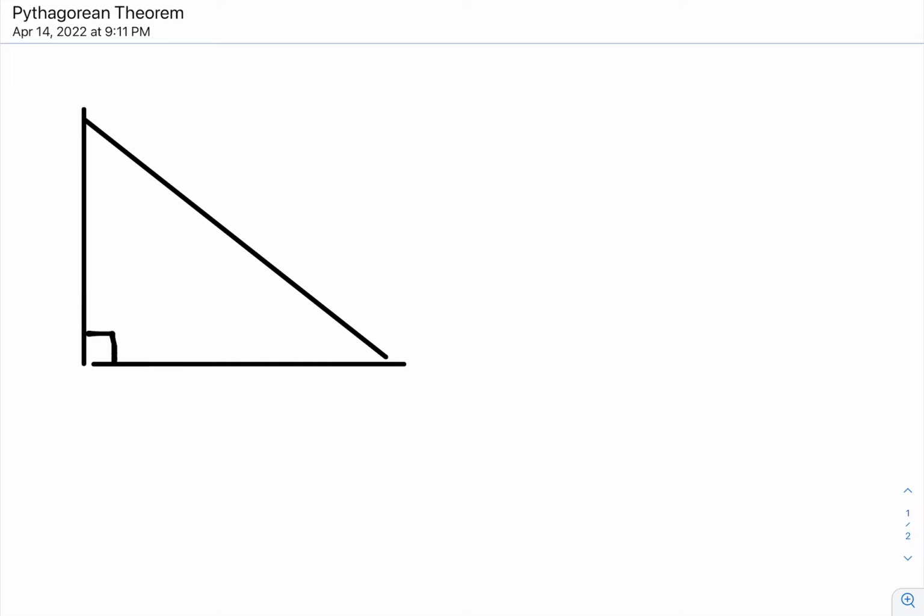Okay, so the Pythagorean theorem looks like this. It looks like a squared plus b squared equals c squared. Okay, so now we're getting into the letter part of math, right? The variables. So it's not just numbers now. We're representing the side lengths of this triangle with A, B, and C.